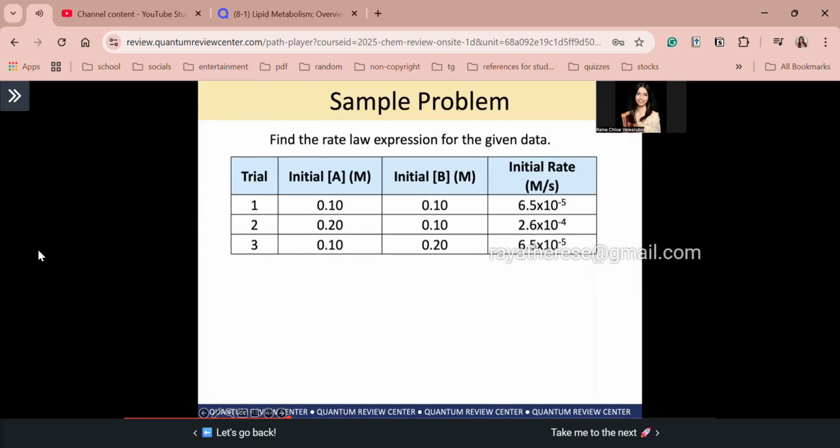Find the rate law expression for the given data. So here guys, given trial 1, trial 2, trial 3, with initial concentrations of A, B, and the initial rates. When we say initial rates, these are the rates at t is equal to 0. That's why it is called the method of initial rates. So guys, let's do the method.